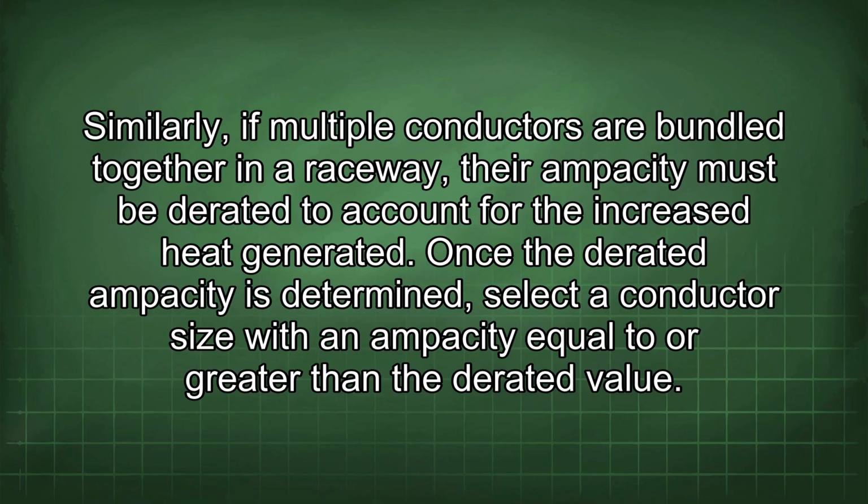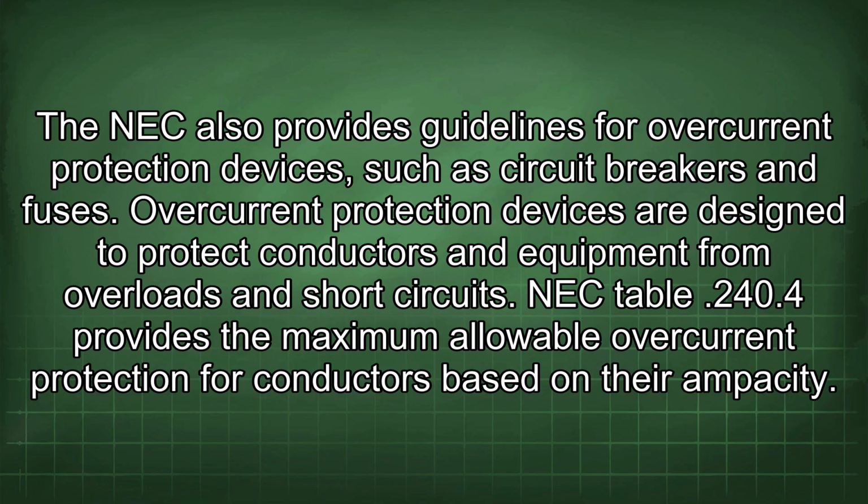Similarly, if multiple conductors are bundled together in a raceway, their ampacity must be derated to account for the increased heat generated. Once the derated ampacity is determined, select a conductor size with an ampacity equal to or greater than the derated value. The NEC also provides guidelines for overcurrent protection devices, such as circuit breakers and fuses. Overcurrent protection devices are designed to protect conductors and equipment from overloads and short circuits.